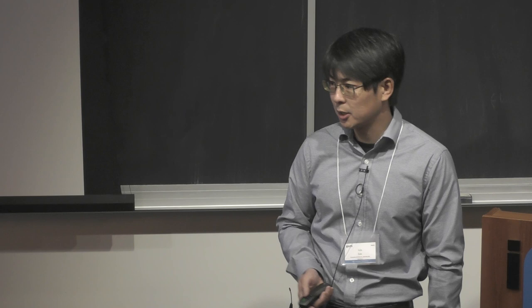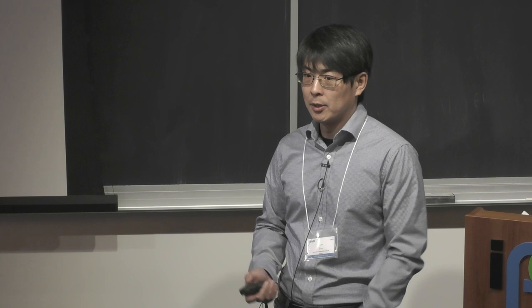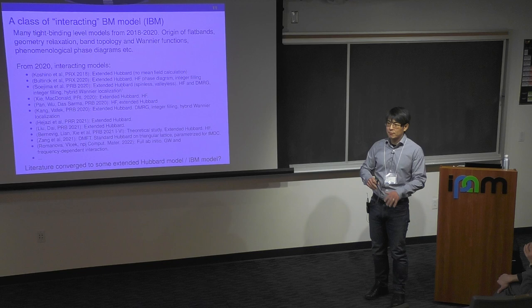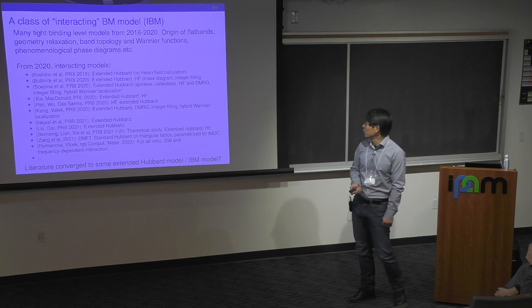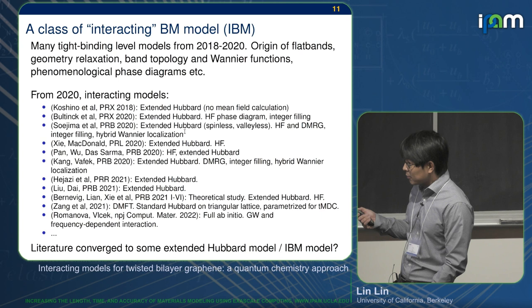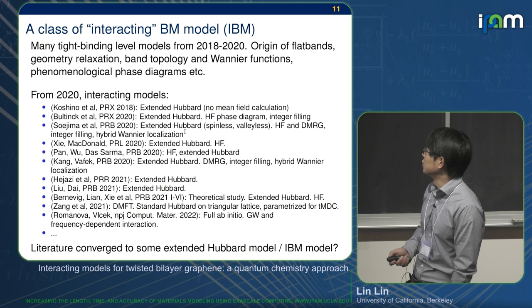Okay. So from 2018 to 2020, there are tons of tight-binding level methods trying to write down phenomenological models predicting these phases. That one, as we discussed before, unless you bolt your symmetry breaking into the Hamiltonian, has no hope of predicting correlated insulator physics. But they do provide a lot of things, like the origin of the flat bands, the effect of geometry relaxation, the band topology, Wannier functions, phenomenological phase diagrams, and so on and so forth.